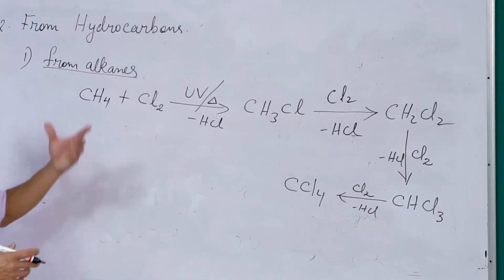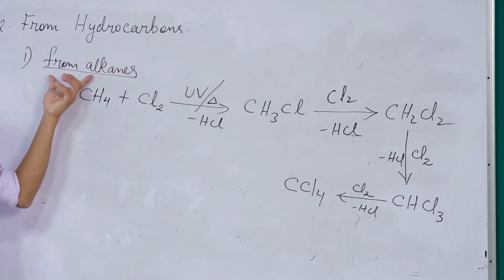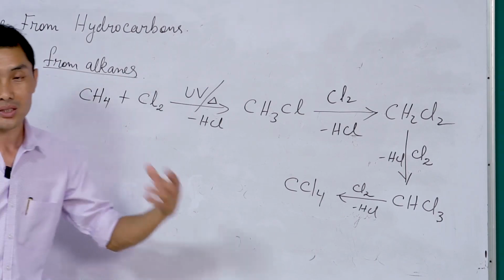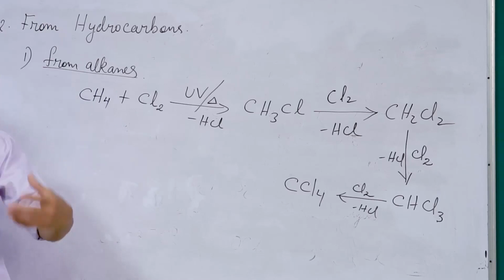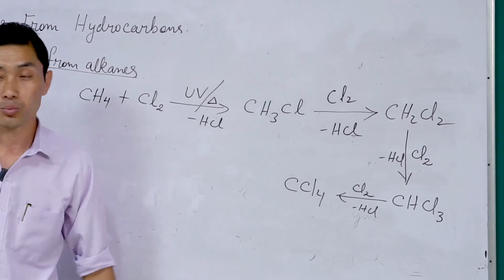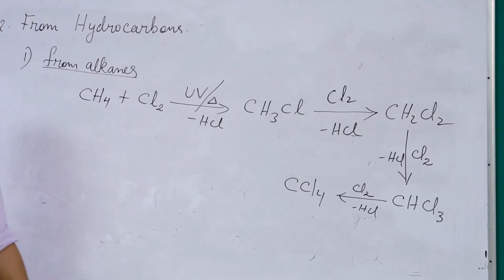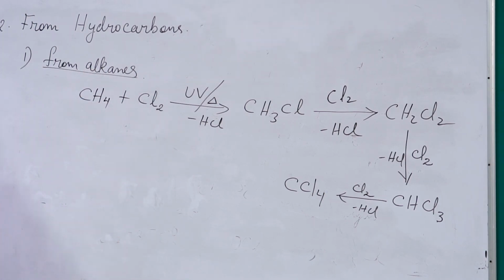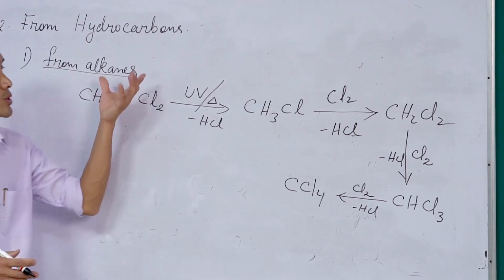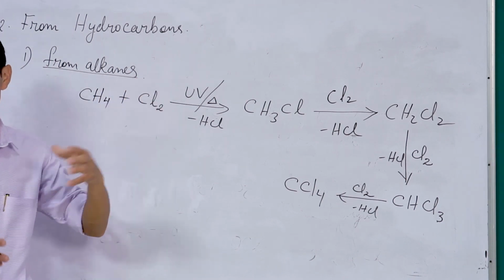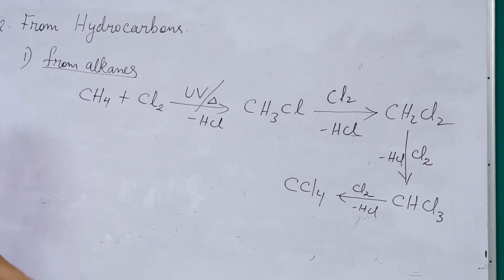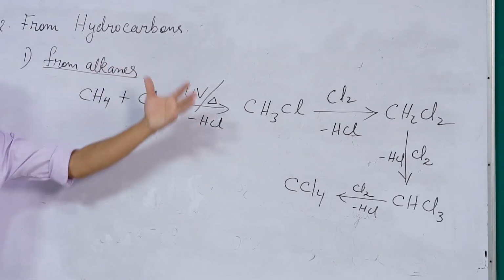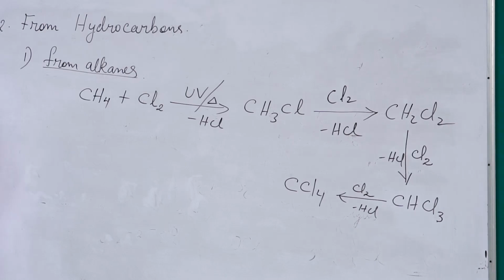So actually in this method, we get a mixture of mono, di, as well as poly-halo compounds. And therefore, this cannot be used if we want only one product. If we require a mixture of these products, we can use this process. But if we require only one particular product, we cannot use this because we usually get a mixture of these products.